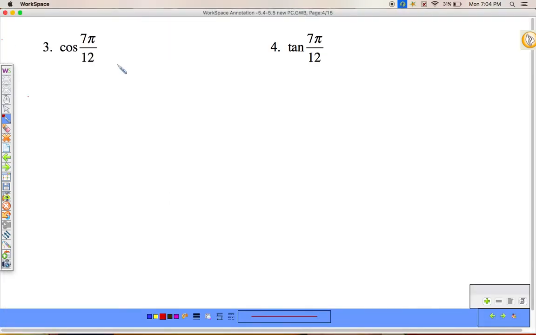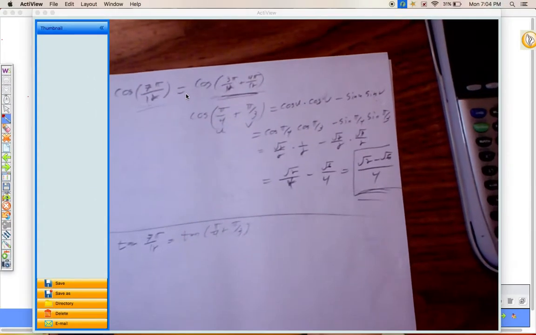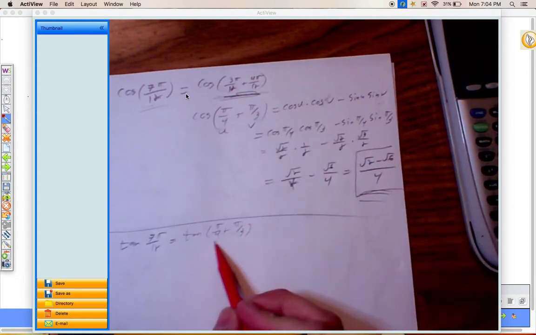All right, so now we're going to do tangent. The tangent of 7 pi over 12, and we're still going to use the two same angles. The tangent of pi over 4 plus pi over 3, which are the two angles that we used up here, just taking it apart.